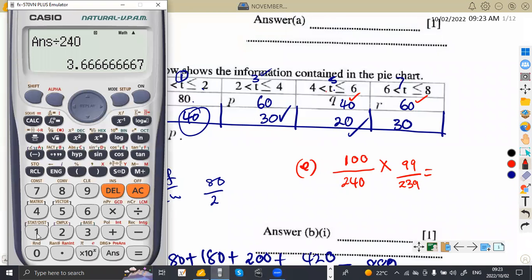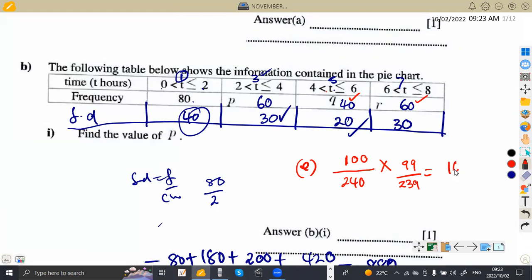So it's 100 over 240, whatever that we get, we multiply to 99 over 239. So that's it. We are going to obtain 165 over 956. So that was the probability on E there. All right, so I think it's clear, guys. Let's move on to the other question.